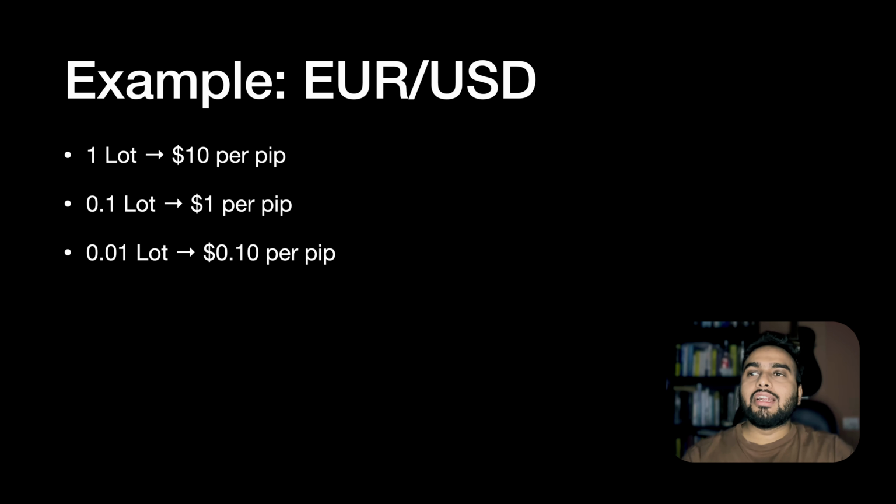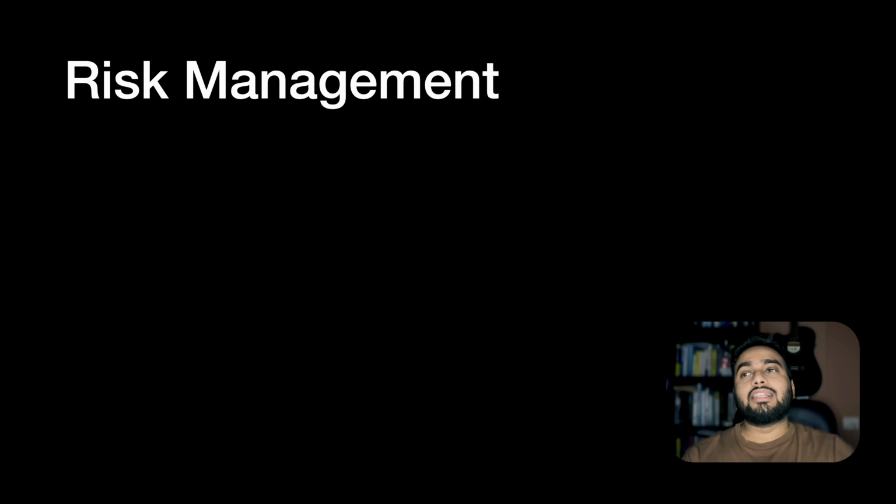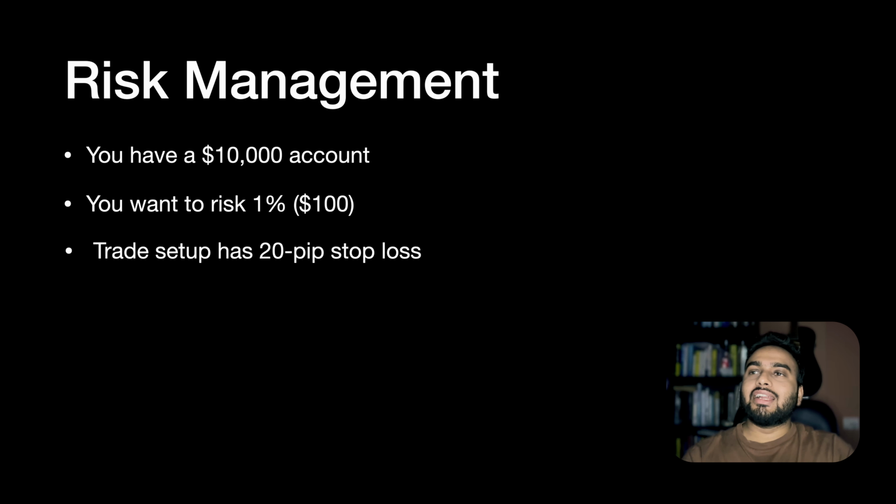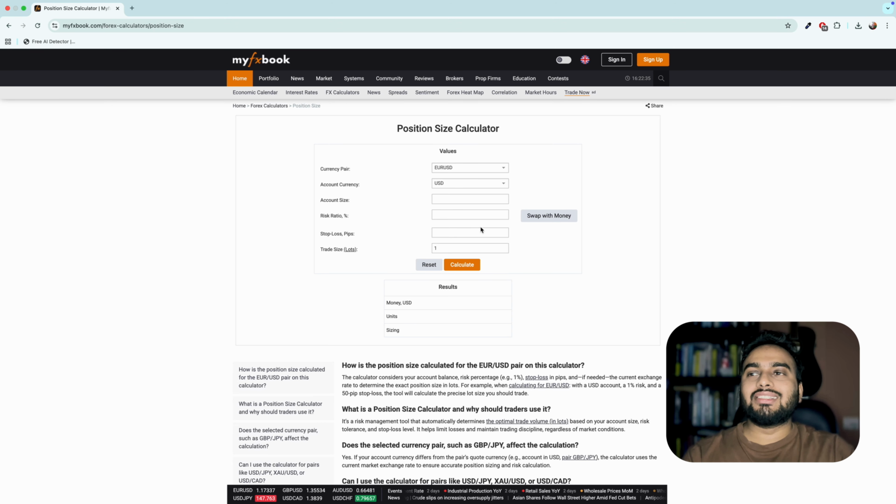Now here's where it all comes together: risk management. Let's say you have a $10,000 account and you want to risk 1% of your account, which is $100. Your trade setup has a 20 pip stop loss. Instead of guessing, let's use a position size calculator. On the screen, you can see the calculator from Myfxbook. I set the account currency to USD.